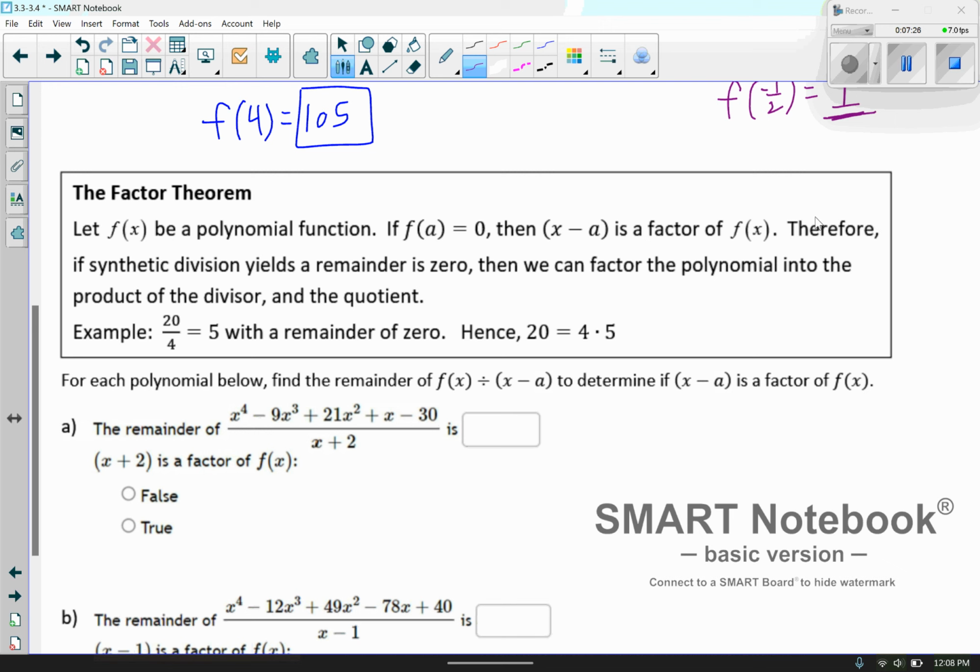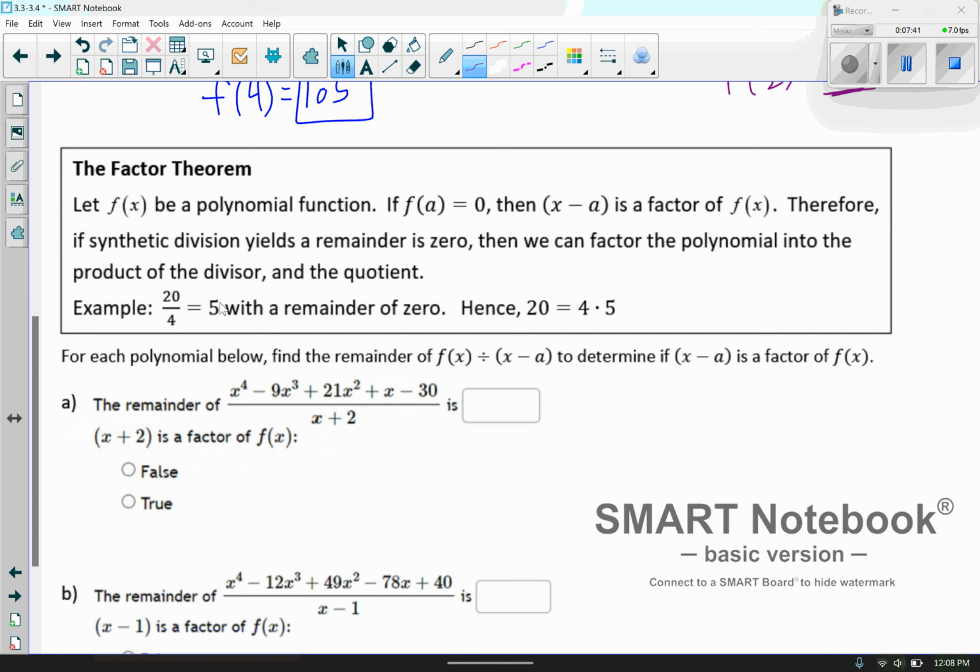So therefore, if synthetic division yields a remainder of 0, then we can factor the polynomial into the product of the divisor and the quotient. So I have an example here with just regular numbers we're a little bit more familiar with. So what we're doing here, it's basically 20 divided by 4 is 5, and there is no remainder, right? The remainder would be 0, right? There's no extra remainders. So what this means is that 20 is equivalent to the divisor times the quotient right there. That's what we meant by the product of those two.